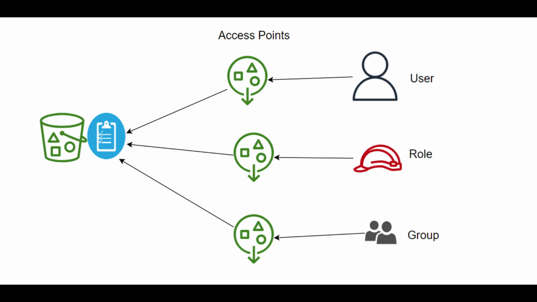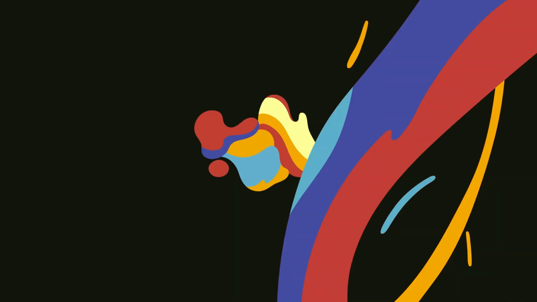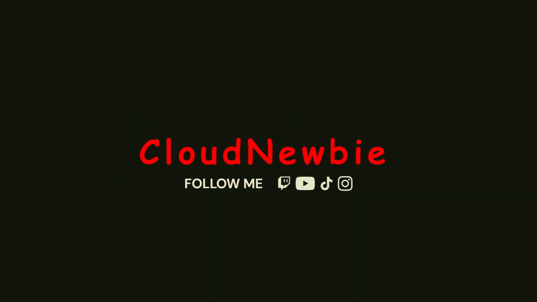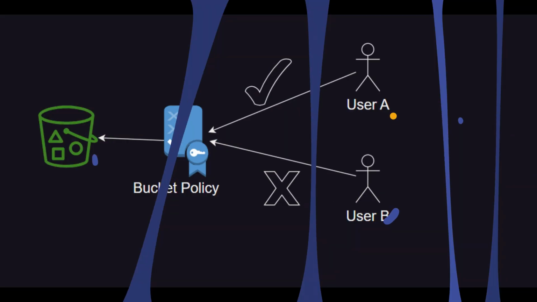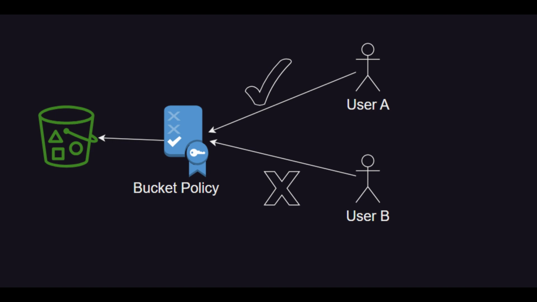Okay, today we'll discuss what access points in S3 are. If you are watching this video, I hope you already know what bucket policies are. If you don't, I'll give you a quick recap. Bucket policies are used to restrict or allow access for any user, group, or role to buckets and its objects. For more in-depth and real-world use cases, please watch this video.